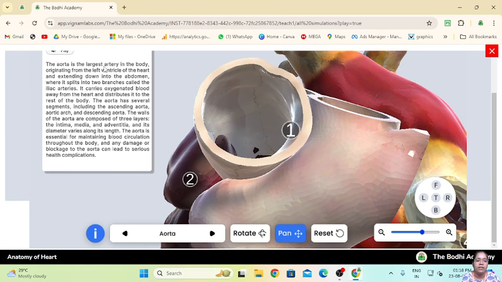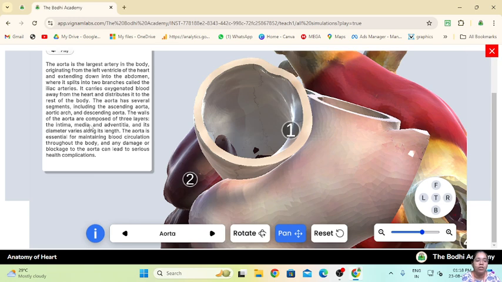The aorta is the largest artery in the body, originating from the left ventricle of the heart and extending down into the abdomen, where it splits into two branches called the iliac arteries. It carries oxygenated blood away from the heart and distributes it to the other parts of the body. The aorta has several segments, including the ascending aorta, aortic arch and the descending aorta.